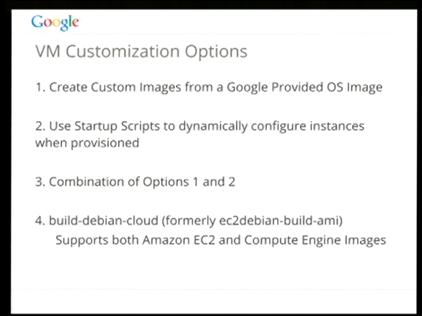And the final way is to build your own images using Build Debian Cloud, which used to be called EC2 Debian Build AMI. Am I allowed to say AMI or do I have to say AMI?